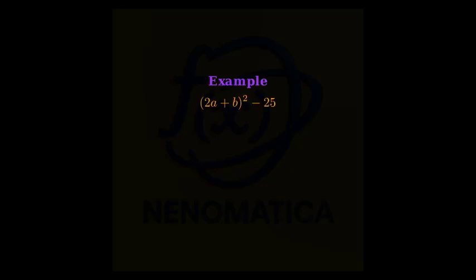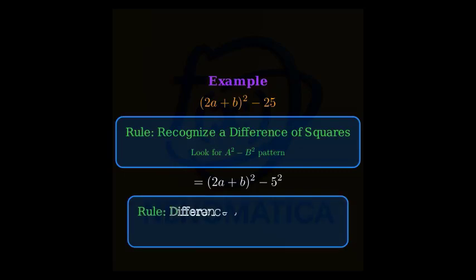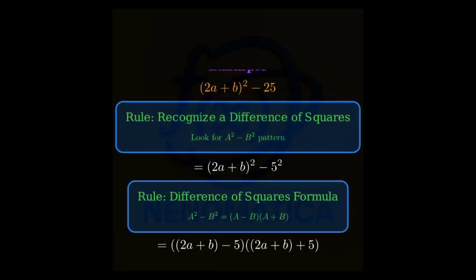We need to factorize the expression (2a plus b) all squared minus 25. Our first step is to recognize this as a difference of squares. Notice that 25 is 5 squared, so we can rewrite this as (2a plus b) all squared minus 5 squared. Now we can apply the difference of squares formula. Remember, a squared minus b squared equals (a minus b) times (a plus b). In our case, a is 2a plus b and b is 5. So we get (2a plus b minus 5) times (2a plus b plus 5).